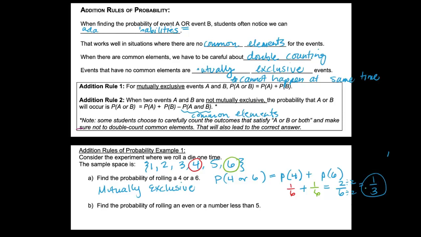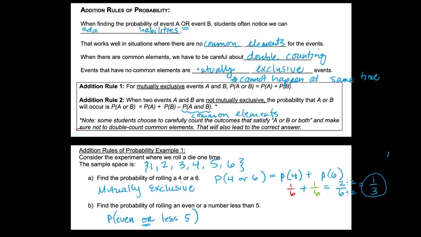So that's another option. Okay, so let's look at the second example. Find the probability of rolling an even number or a number less than 5. So probability of even or less than 5. Ask yourself, can I roll a number that satisfies both of these conditions, that's even and less than 5? And the answer is yes. So the number 2, for example, and 4 are both less than 5 and they're both even.